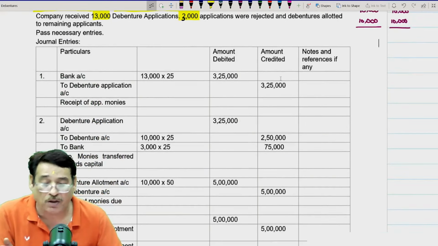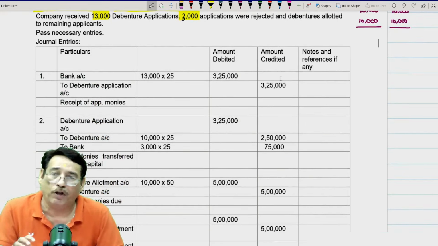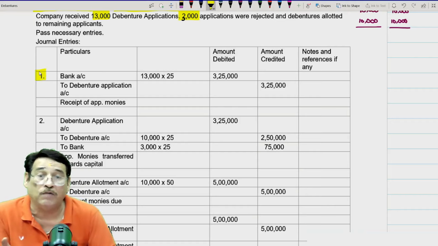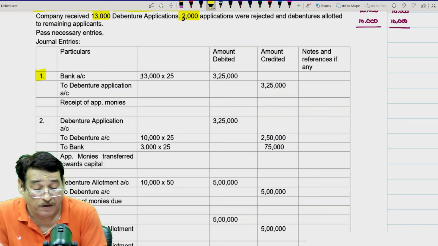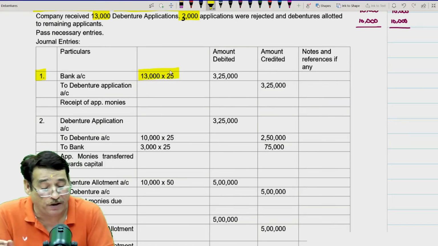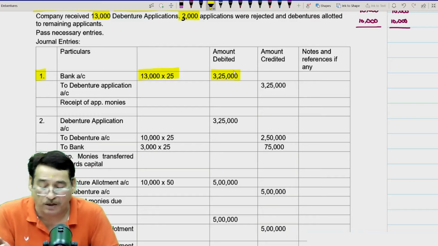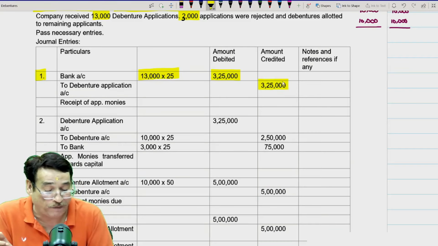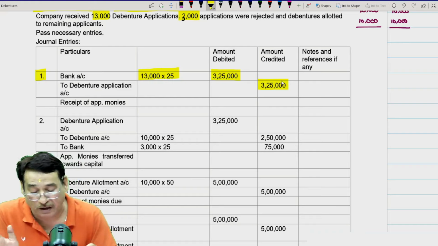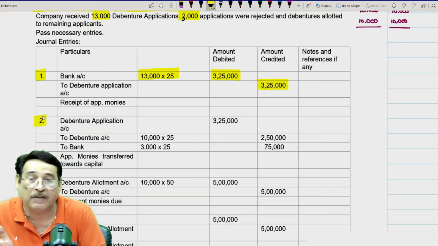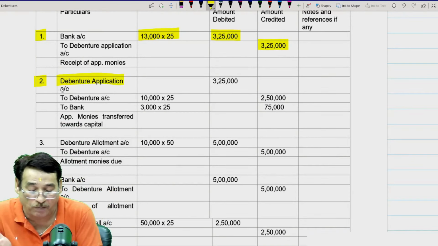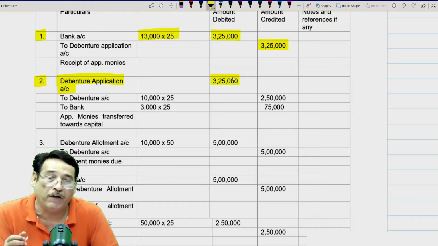Similarly, we are going to use the same policies, the same methodology, in fact, to solve the question. For example, your first entry in this particular case will be: Bank account debit, 13,000 applications we have received at the rate of 25, that is equal to 3,25,000, to debenture application account, as we used to write share application account, 3,25,000, 13,000 into 25. Is it clear to you? Receipt of application money. Then under the second entry, we adjust the application money. Similarly, here we are going to adjust the application money, debenture application account debit, 3,25,000.